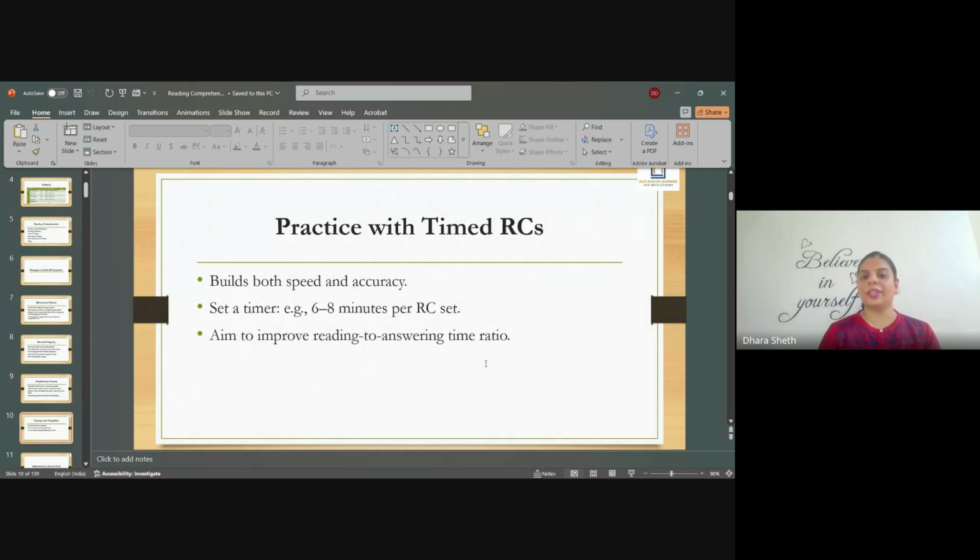And one more trick is to practice. Now see, if we go by the fact that there are 50 questions and 60 minutes, 5 questions for each passage, then you have kind of 6 to 8 minutes per RC set in which you need to read the passage and understand what is being said. Then you need to go to the questions and solve those questions one by one.